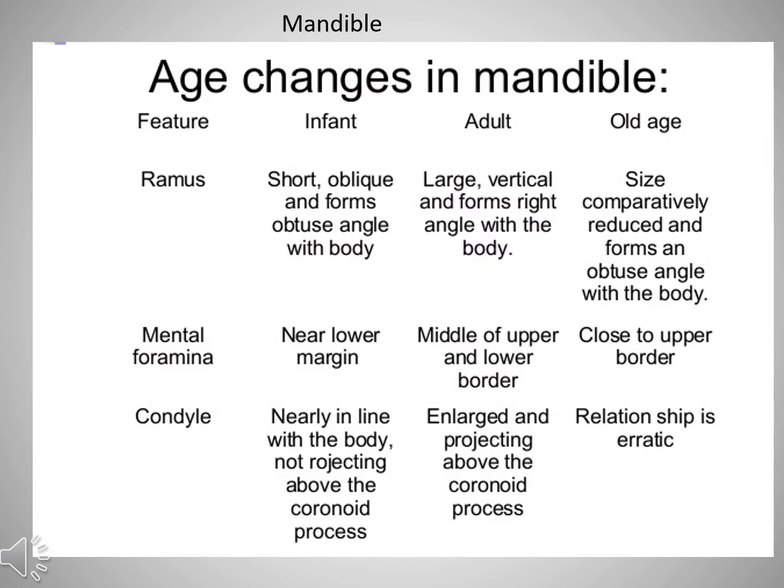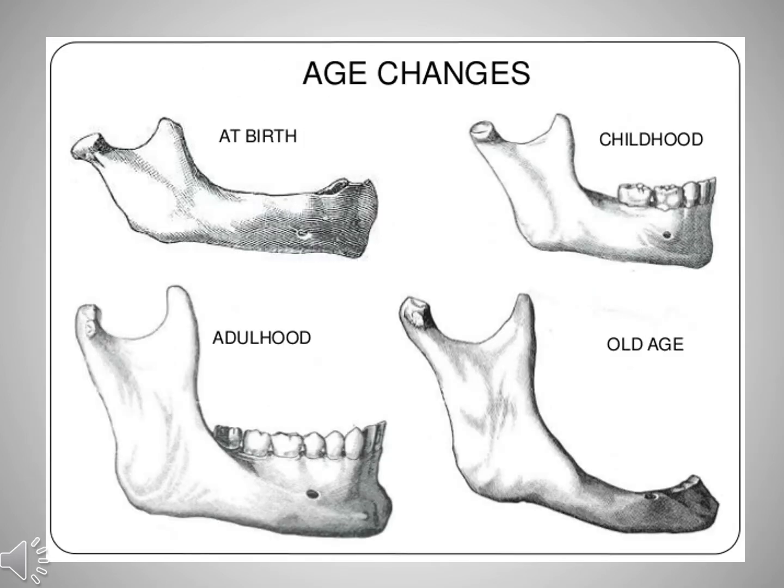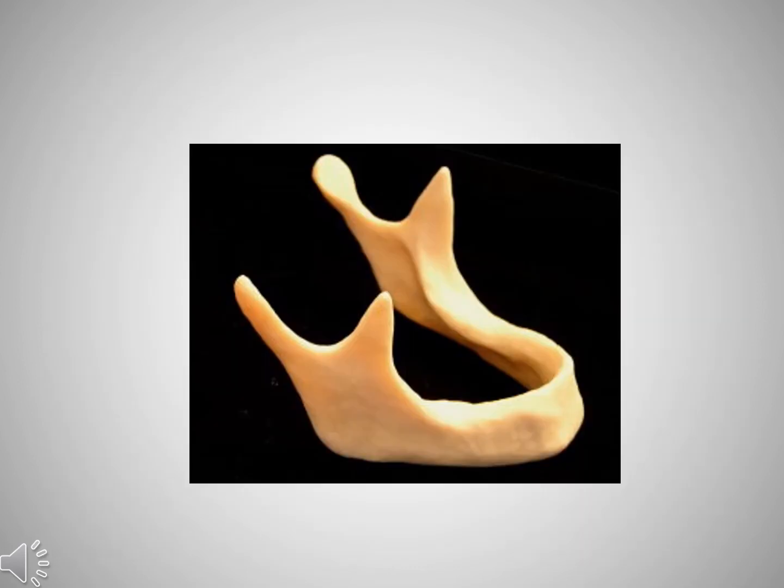In this slide, we can see the mandible. How age changes in the mandible is seen. In this slide, the diagram shows the age changes with the mandible. You see at birth, the childhood, adulthood, and the old age. This is an example for an old age mandible.